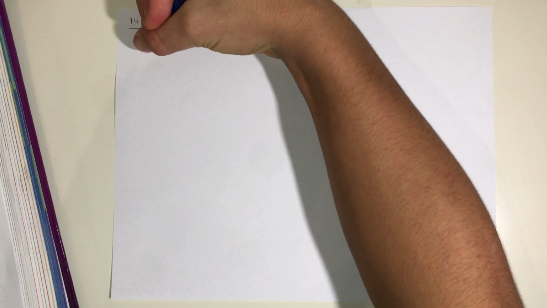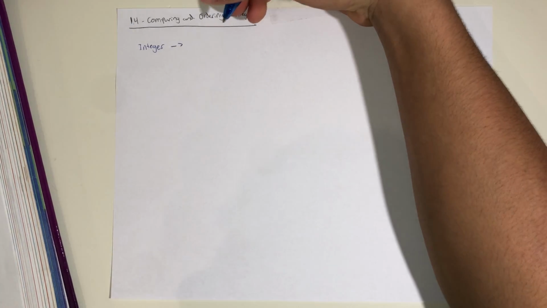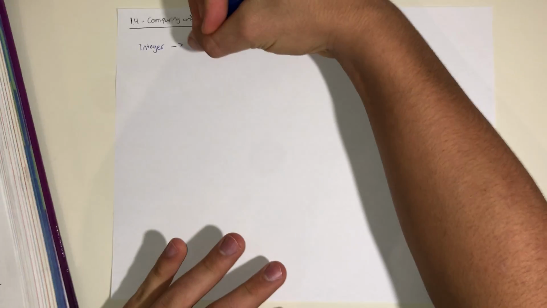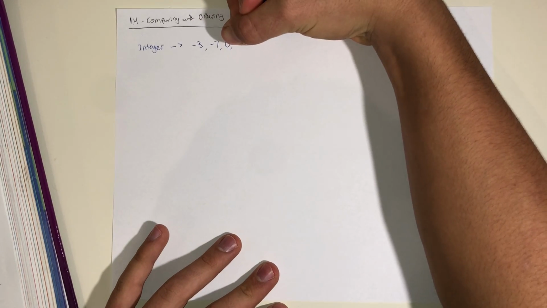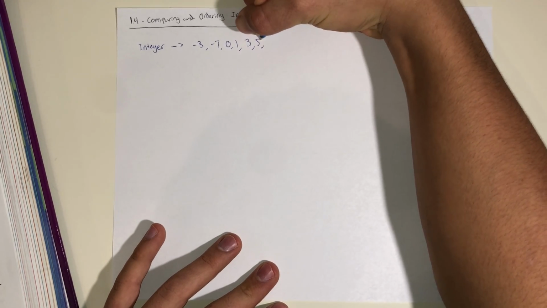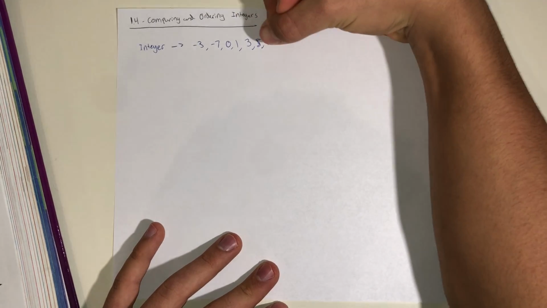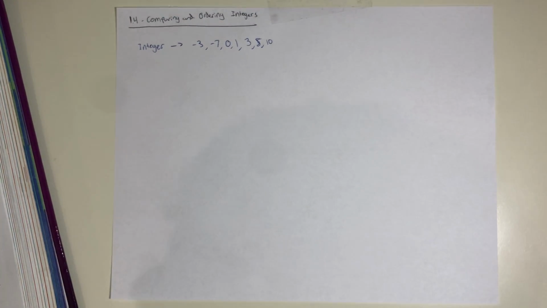An integer is a number that's on the number line. It could be both negative and positive. 0 is also an integer. So, let's say negative 3 is an integer. Negative 7 is an integer, 0 is an integer, 1 is an integer, 3, 5, 10, all these are integers. Every number that's on the number line is an integer.